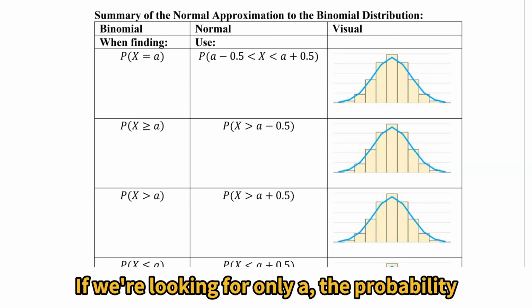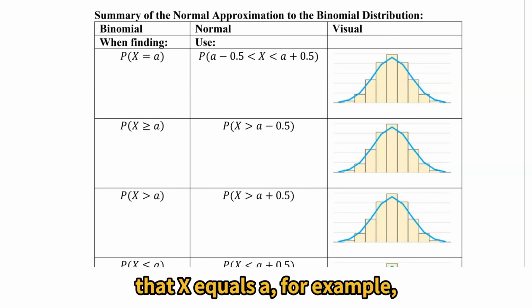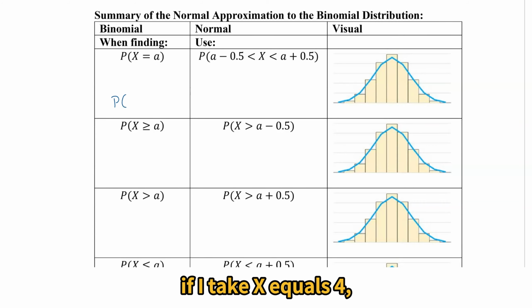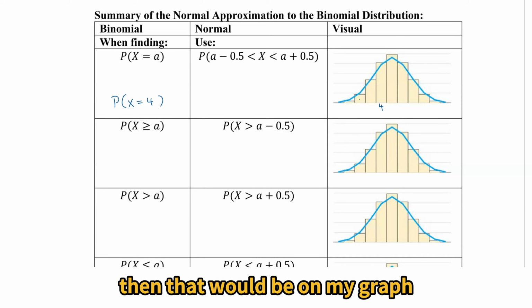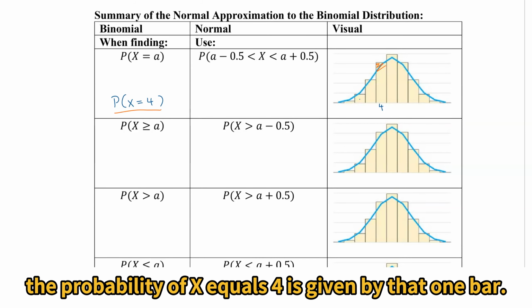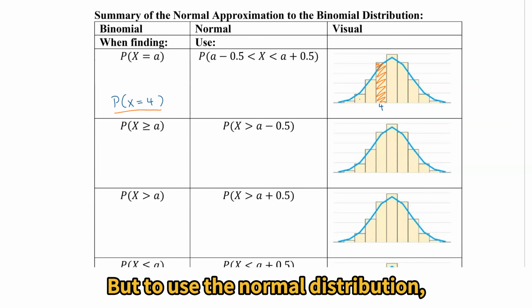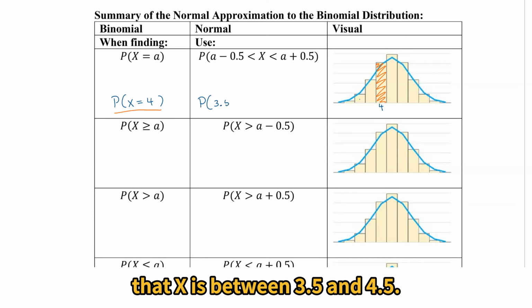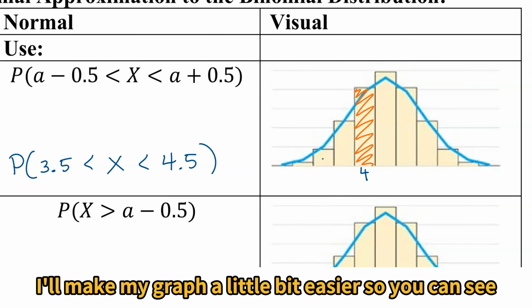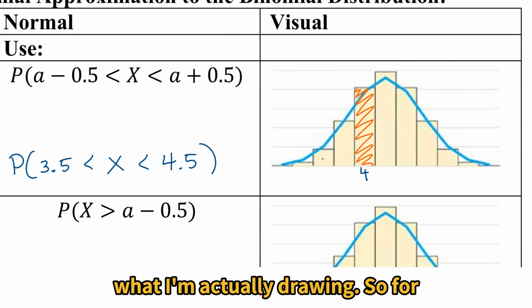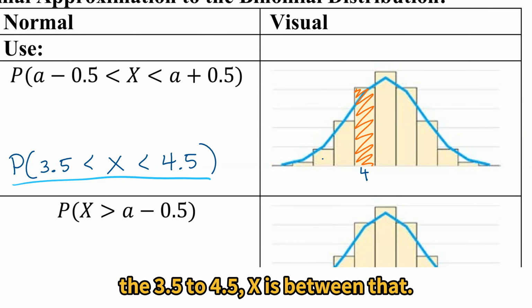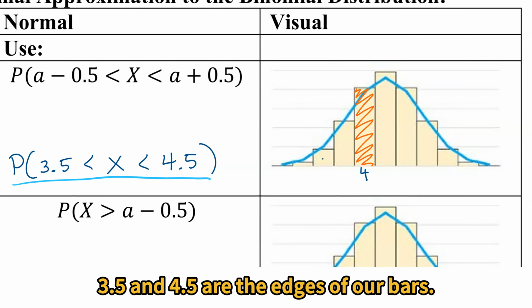If we're looking for only A, the probability that x equals A. For example, if I take x equals 4, then that would be, on my graph, the probability of x equals 4 is given by that 1 bar. But to use the normal distribution, I'm going to look at the probability that x is between 3.5 and 4.5. I'll make my graph a little bit easier so you can see what I'm actually drawing. So for the 3.5 to 4.5, x is between that. 3.5 and 4.5 are the edges of our bars.